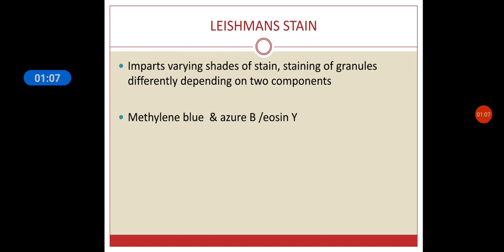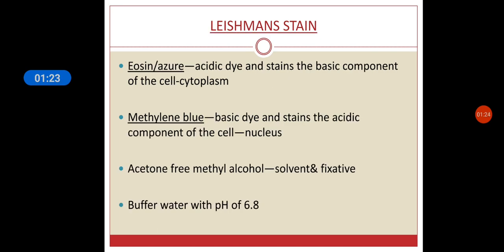So basically it has different components. It has methylene blue and azure B or eosin Y component. Okay, so it will stain both the nucleus and the cytoplasm. So I'll tell you what stains what. The eosin component is an acidic dye. So acidic dye will stain the basic component. Just remember like that. So if it's an acidic one, it will stain the basic component.